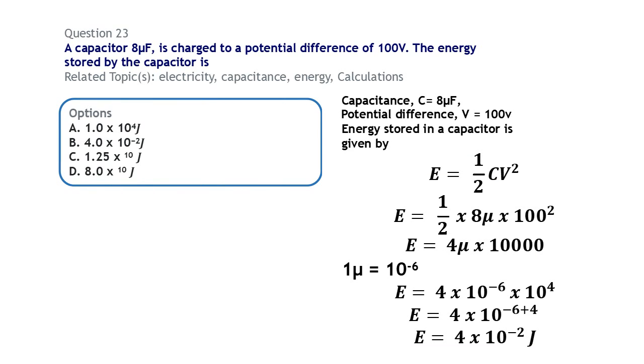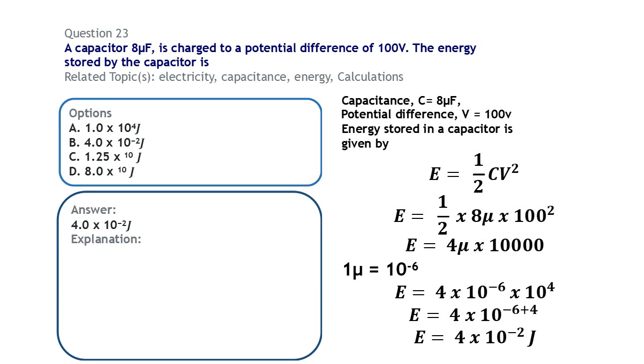Next, on electricity: a capacitor of 8 microfarad is charged with a potential difference of 100 volts. The energy stored by the capacitor is, alright, so the capacitance of that capacitor is 8 microfarad. Its potential difference is 100 volts. Okay, that's what we have from the question.